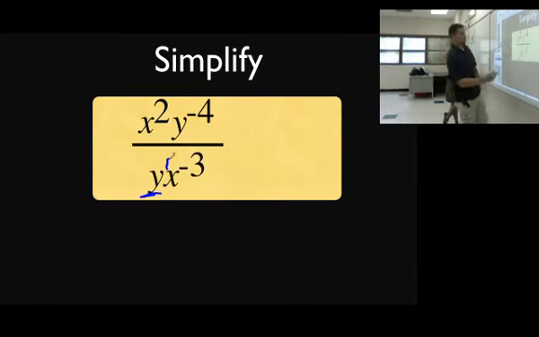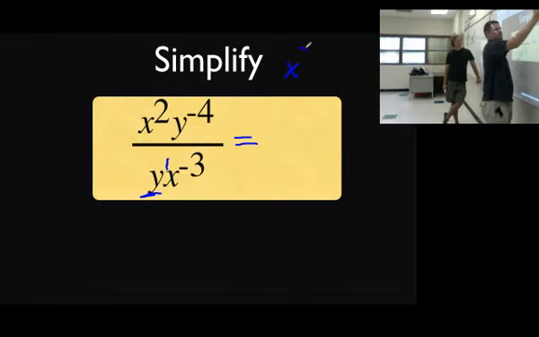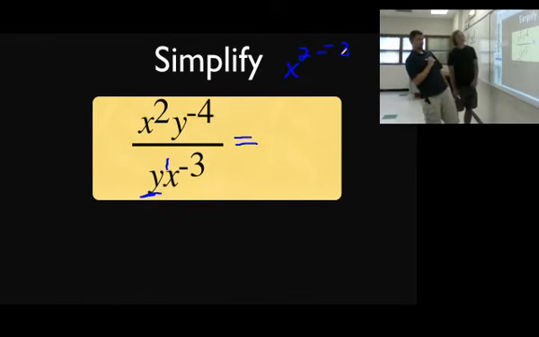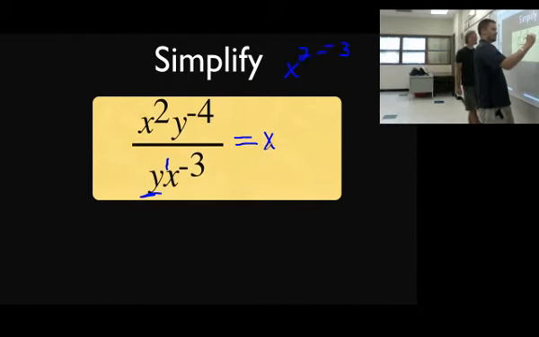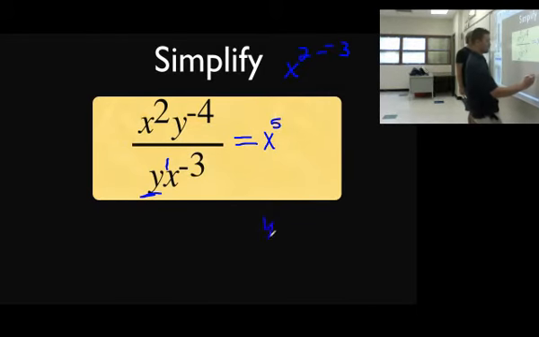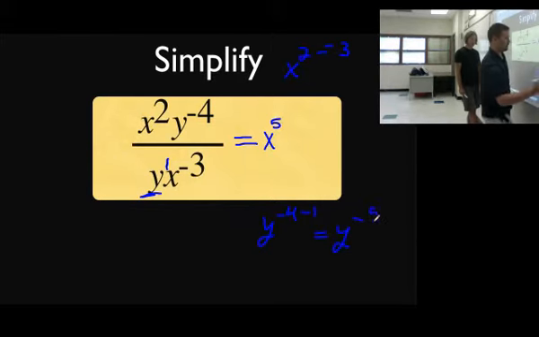Let's do the x's first. If I want to figure out what this is going to be, I'm going to take x squared, that's a 2, subtract a -3. So x squared minus a -3, I think that's going to be x to the 6th, right? No, 5th. Oh, I know how to add. X to the 5th. Okay? And then if I take y to the -4 minus 1, that's going to be y to the -5th. Okay, y to the -5th.